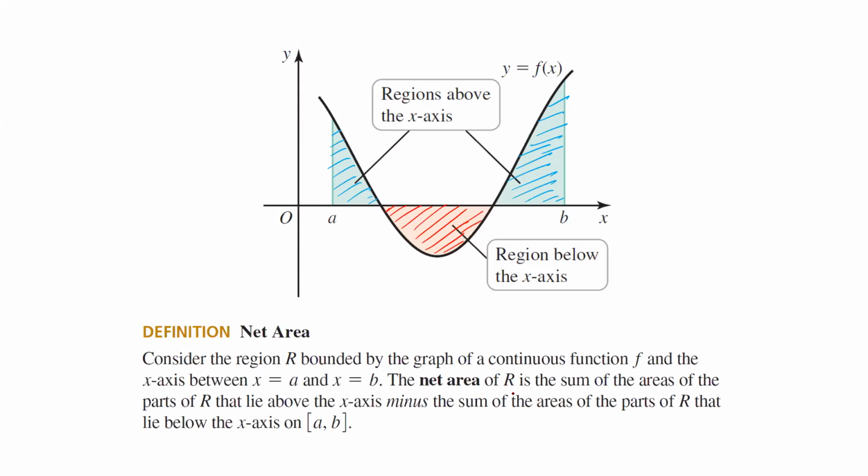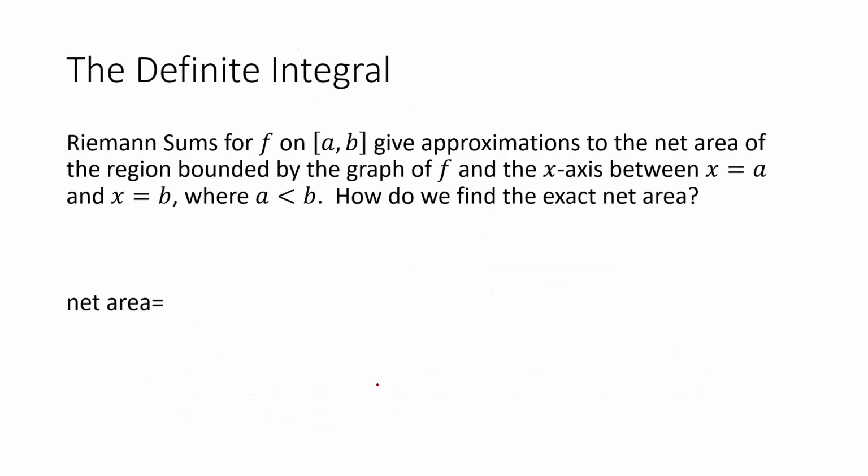So the net area of R is the sum of the areas of the parts of R that lie above the x-axis minus the sum of the areas of the parts of R that lie below the x-axis. Okay, so let's just practice this idea a little bit.